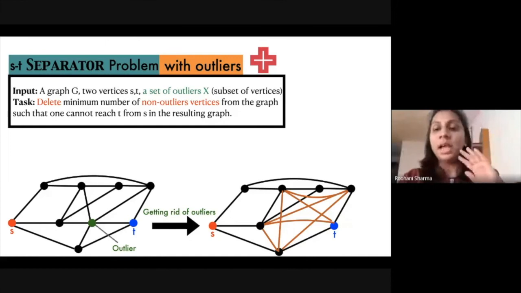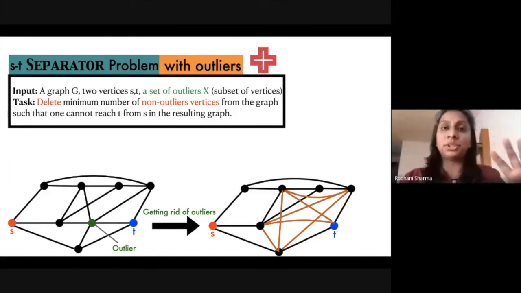Note that by doing so, we have captured the information required to see how the virus can propagate. And since we have now deleted the outlier vertex completely, we can go and solve the ST separator problem on this graph. So for these kinds of constraints, we can indeed reuse the algorithms that we have already set up for the ST separator problem.